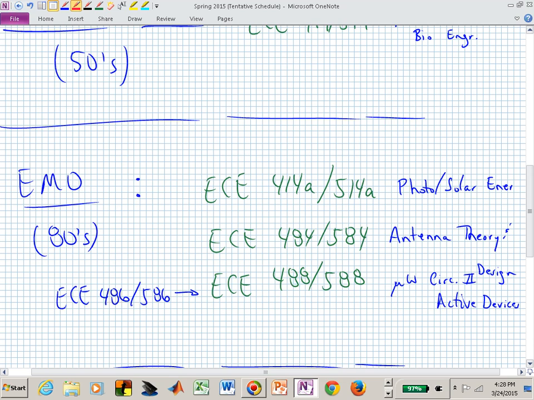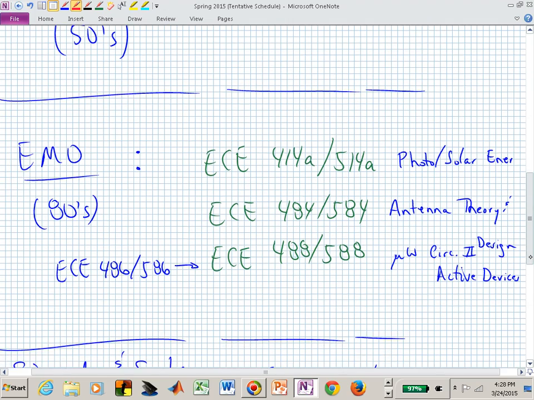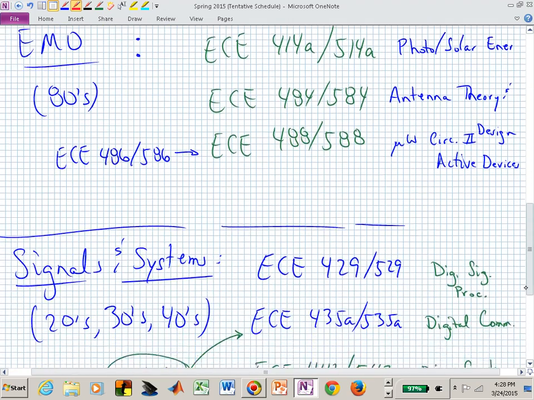And 488, 588, if you remember, 486 was microwave circuit 1. Now 488, 588 is microwave circuit 2. This now gets into active devices. But you have to take 486, 586 to even have a chance of getting into 488.